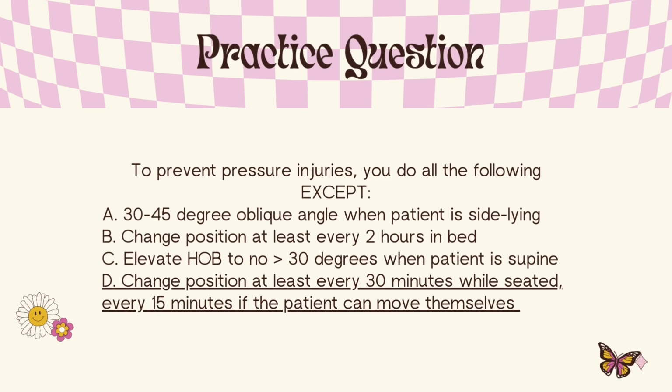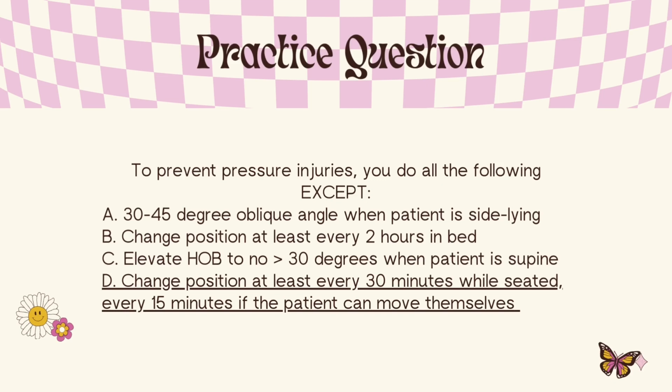Okay, the correct answer is D. To prevent pressure injuries, you do all of the following except, so A, 30 to 45-degree oblique angle when patient is side lying. This is correct. This is what you need to do when a patient is specifically side lying, so they are not putting pressure on their back or bottom.